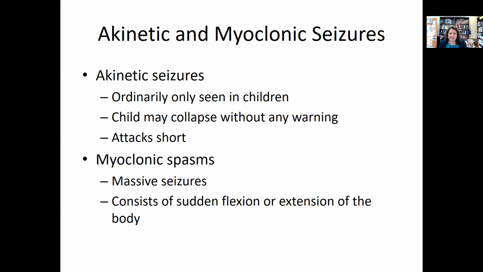Akinetic seizures are usually seen in kiddos, and they just collapse without any warning, and these attacks tend to be pretty short. Myoclonic spasms are massive seizures that have sudden flexion or extension of the body.